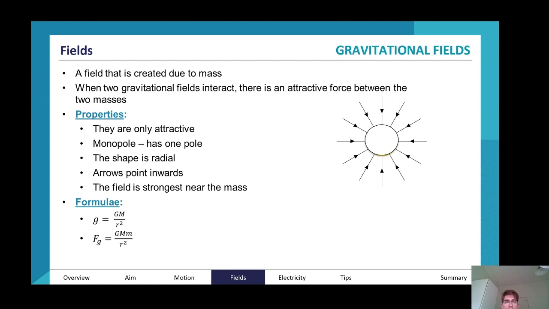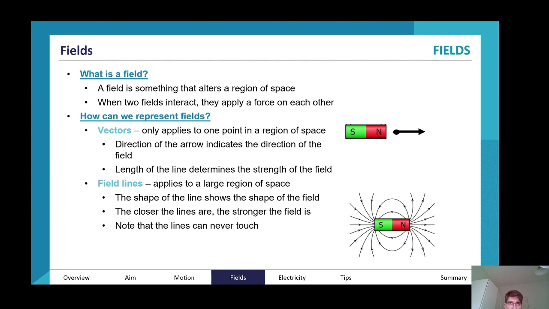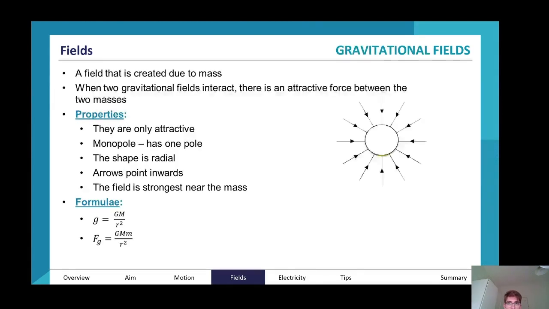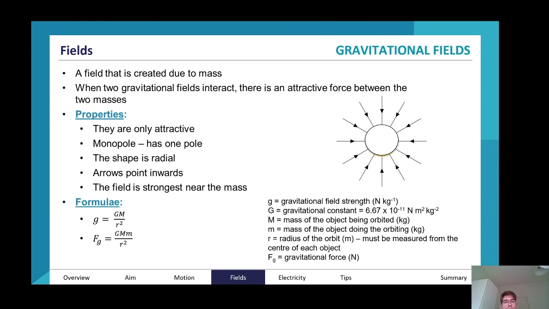Now, when we are talking about gravitational fields, some of the properties that you need to know is that there are going to be three types of fields. I should have mentioned gravitational, electric, and magnetic. The properties are that there are only attractive fields. A monopole has one pole for gravitational fields. The shape is radial. The arrows point inwards, and the field is stronger near the mass.